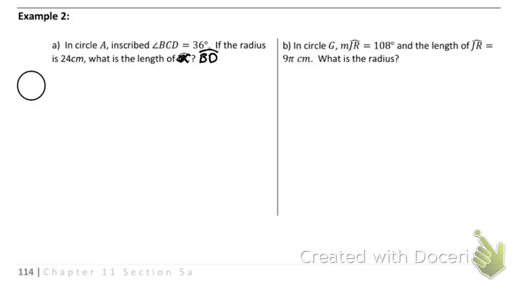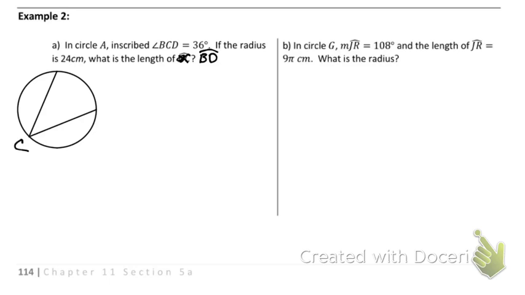All right, so let's draw what's happening. So we have circle A. And it has an inscribed angle of BCD. Remember, an inscribed angle goes to the back of the circle and comes out like that. Since it's angle BCD, C must be our vertex. So this might be B, and this might be D. And this is 36 degrees.